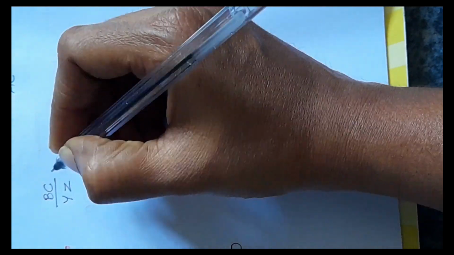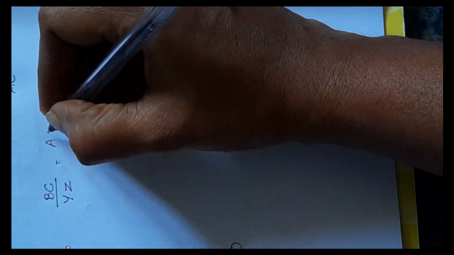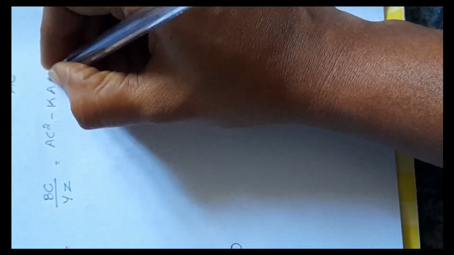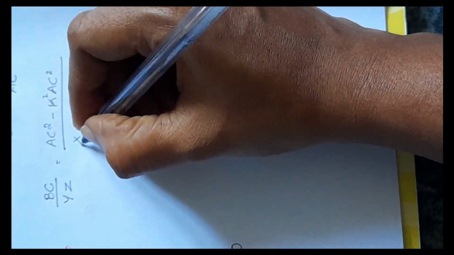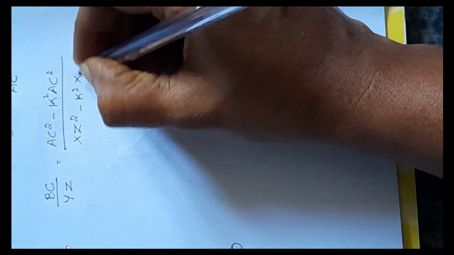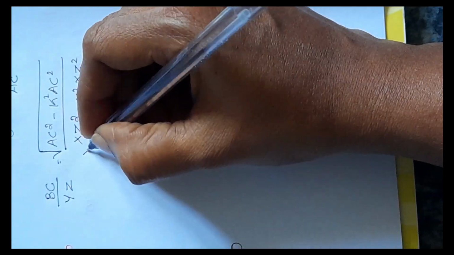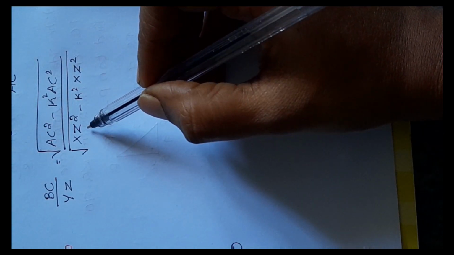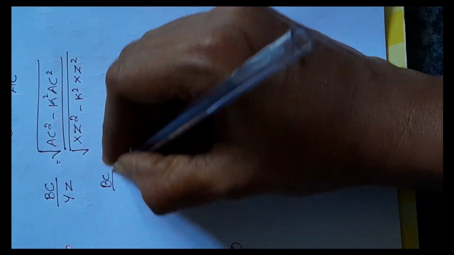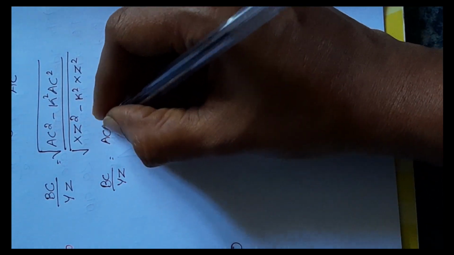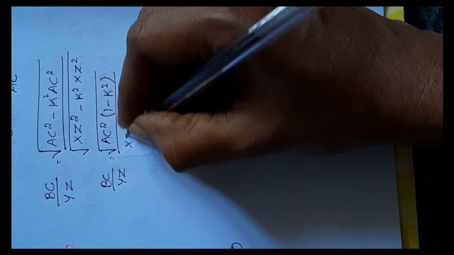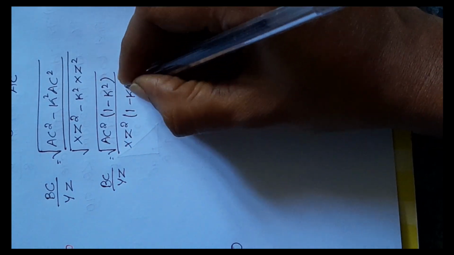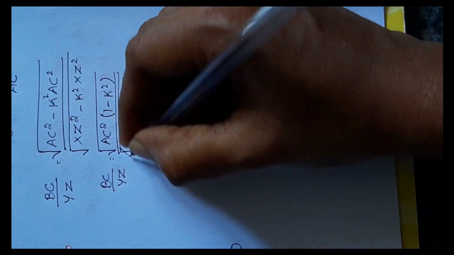BC by YZ is equal to AC square minus K square AC square by XZ square minus K square XZ square. This should be in square root. From the numerator we are taking AC square common. From the denominator we are taking XZ square common. Then this becomes BC by YZ is equal to AC square into 1 minus K square, keep this in square root, and XZ square is taken in common, 1 minus K square, keep this in root. Square and root gets cancelled. 1 minus K square, 1 minus K square gets cancelled.